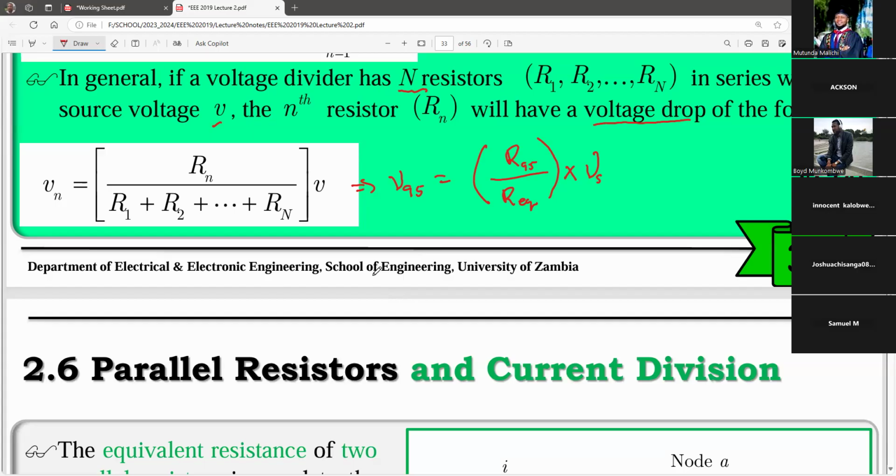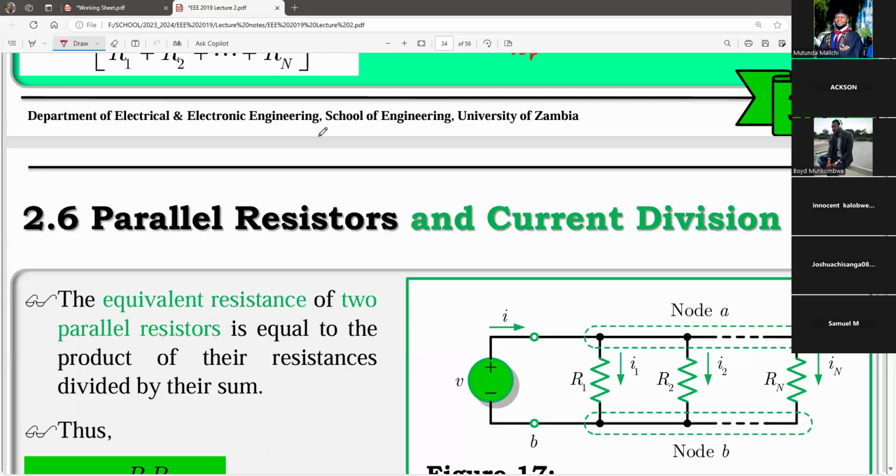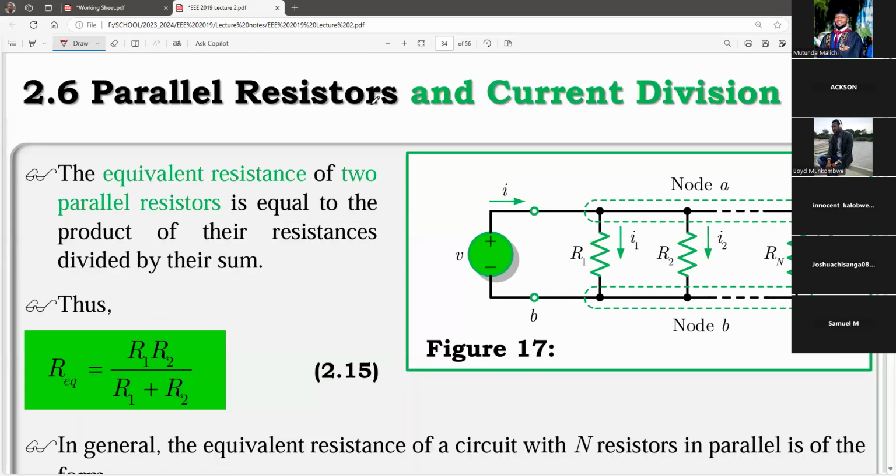Otherwise, you might also have resistors that are connected in parallel. And we know that if there are resistors connected in parallel, the voltage across those resistors will be the same, but the current will be different, because depending on the value of its resistance, it will tell you how much current it can allow to flow.